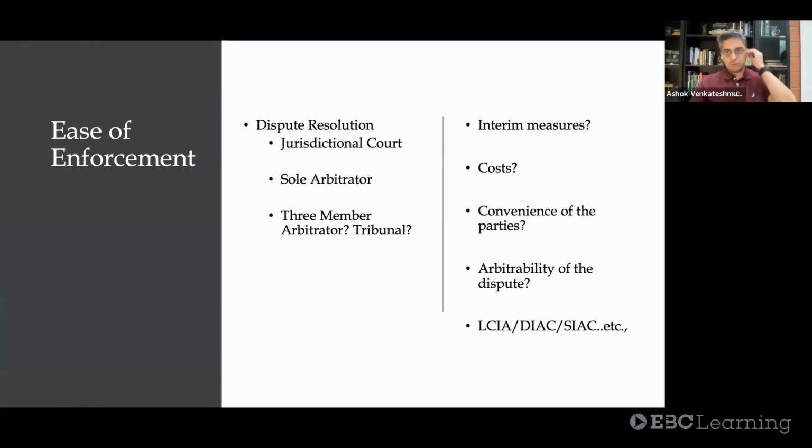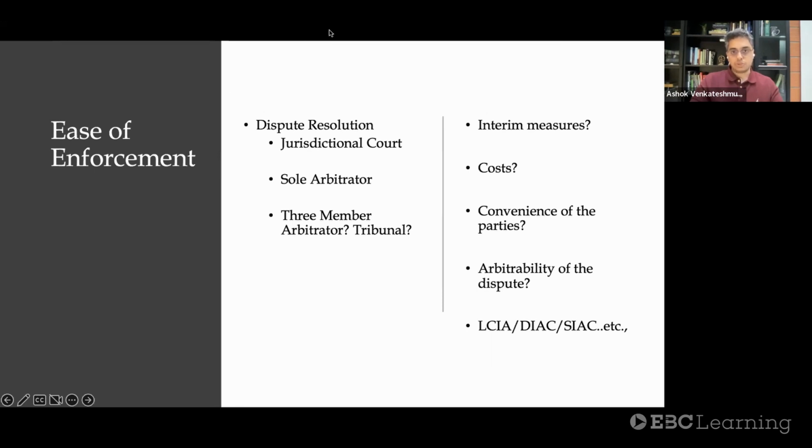Okay, the last question I want to deal with is the ease of enforcement. Right? Now, dispute resolution clauses can be threefold in nature. You could have a jurisdictional court assuming all control over the enforcement process. You could have a sole arbitrator sitting over it. You can have a three-member arbitral tribunal. Each comes with its pros and cons.